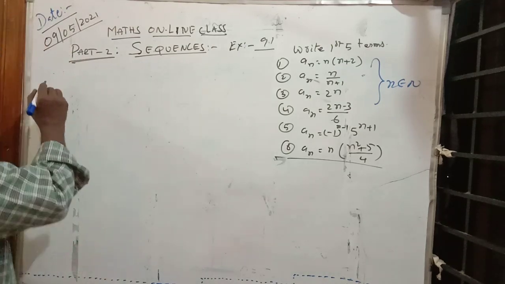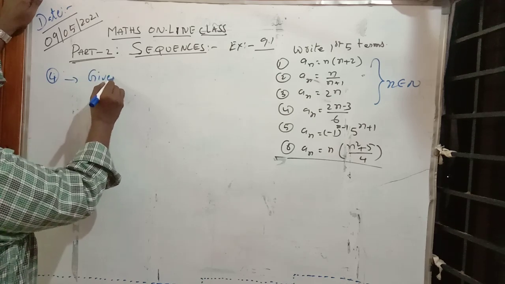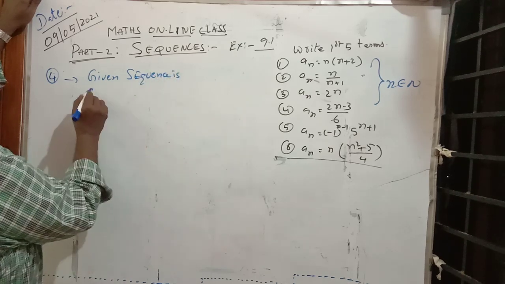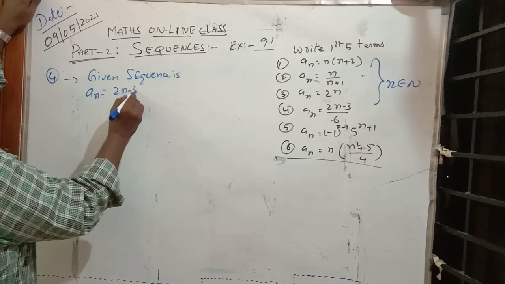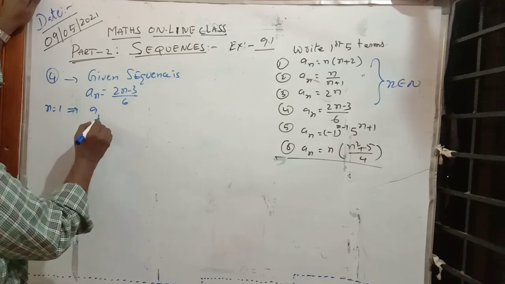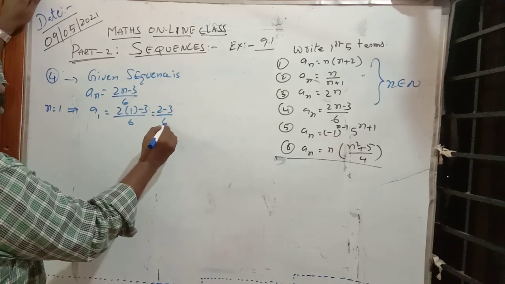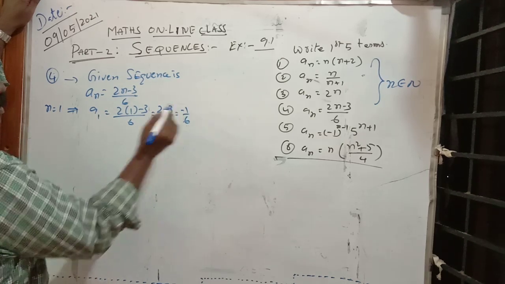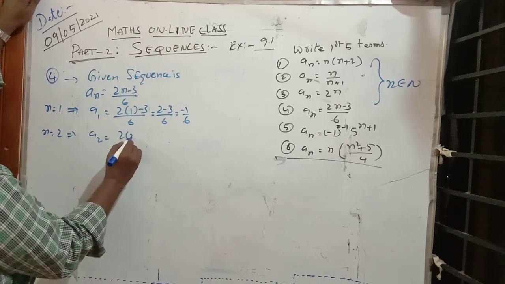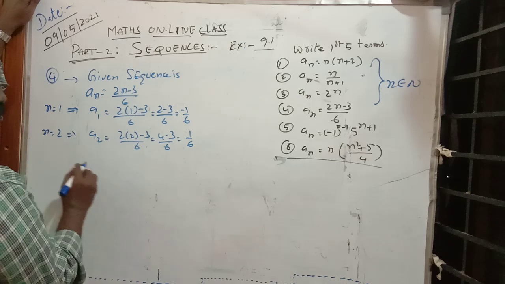Next, fourth problem. The given sequence is an is equal to (2n minus 3) by 6. Then n is equal to 1 implies a1 is equal to (2 into 1 minus 3) by 6. That is 2 minus 3 by 6, which is minus 1 by 6. When n is equal to 2, a2 is (2 into 2 minus 3) by 6. It is 4 minus 3 by 6, which is 1 by 6.